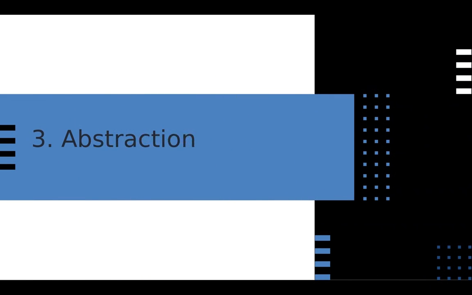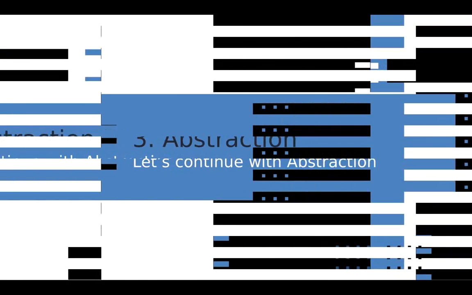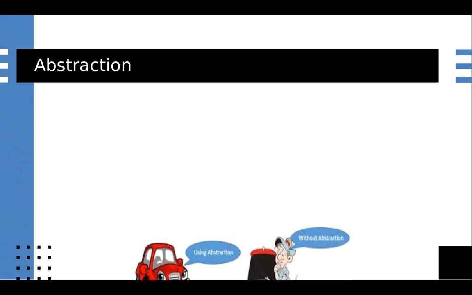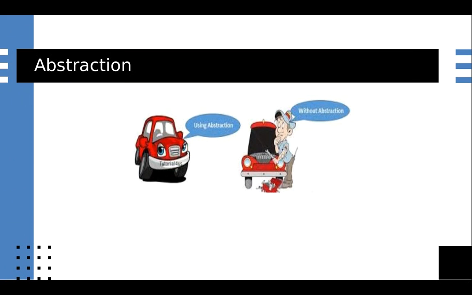Now we'll come to abstraction. That's the third feature. Now what's abstraction? As the word abstract suggests, what does abstract mean? Something in a short form. In the same way, abstract over here also.